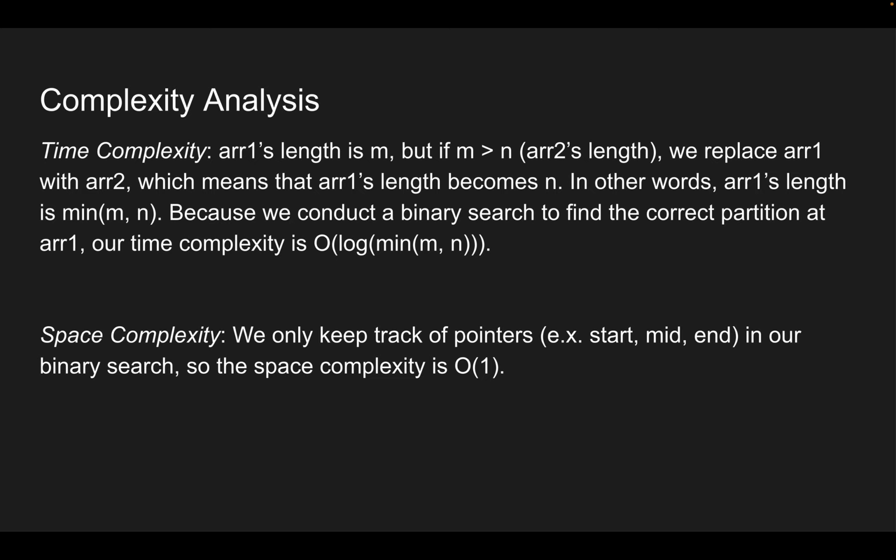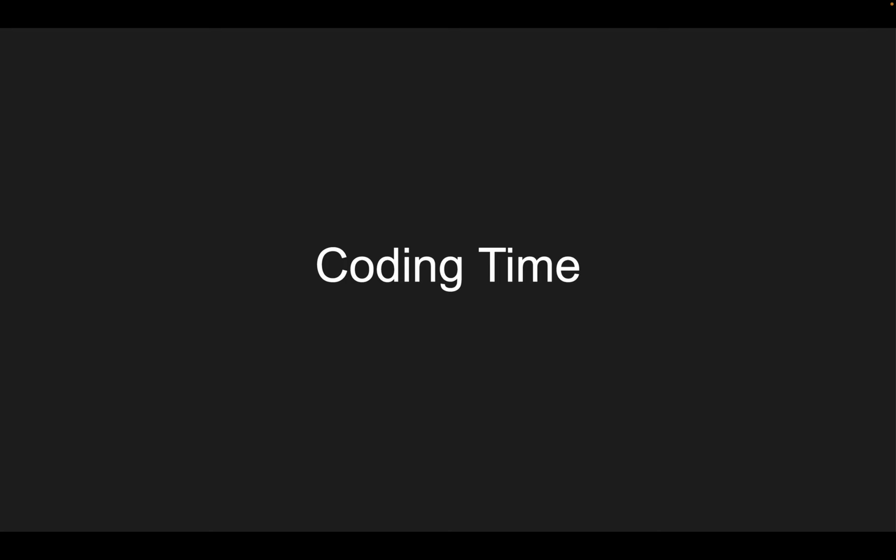Now, with regards to space complexity, we only keep track of pointers, so the start, mid, and end pointers in our binary search. So the space complexity is going to be constant. It's going to be big O of 1. And that essentially wraps up the overview of the solution. And now it's time to go over the coding portion.